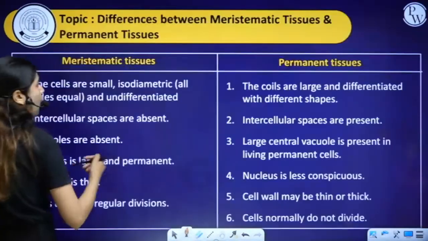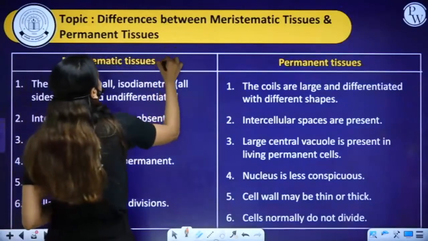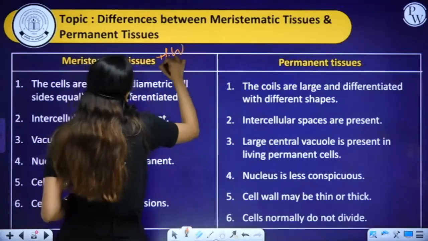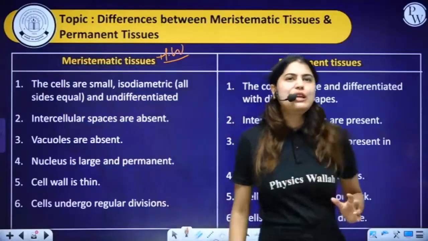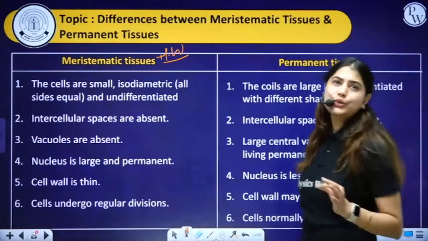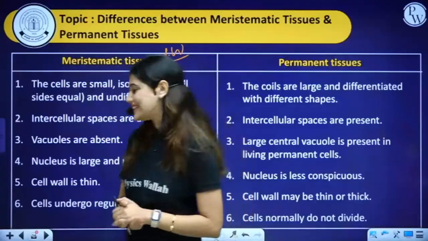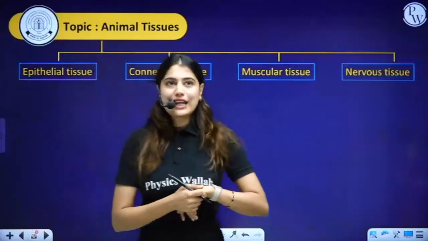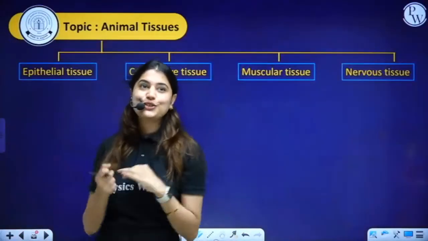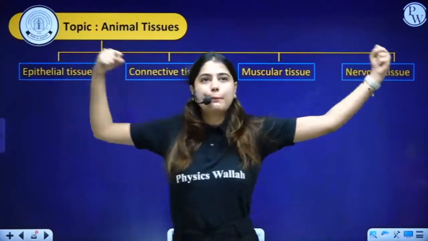This is the homework which I am giving you: write down the difference between meristematic and permanent tissue. You will be able to write it. Try to discuss it with your friends and let me know if you are facing any issues. Now we start with animal tissue, the tissues found in our body.